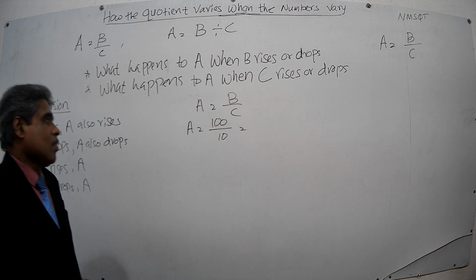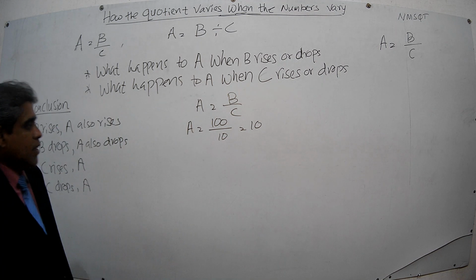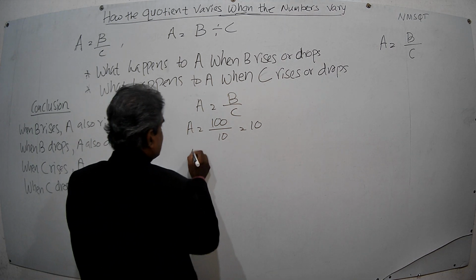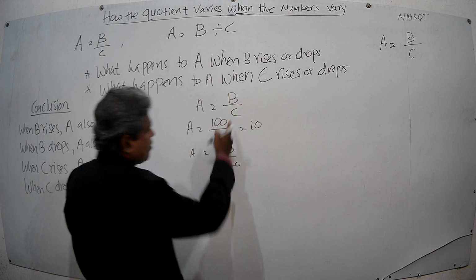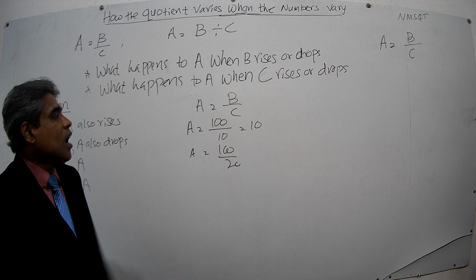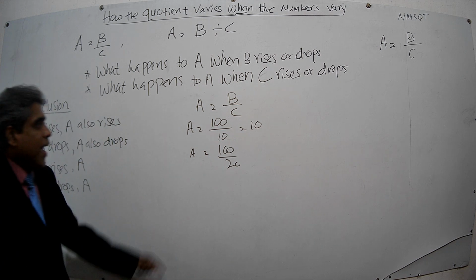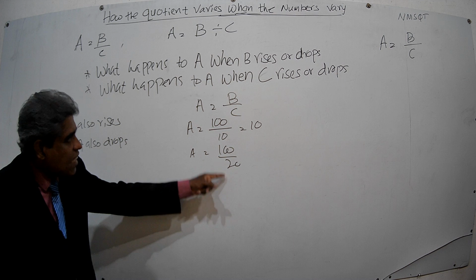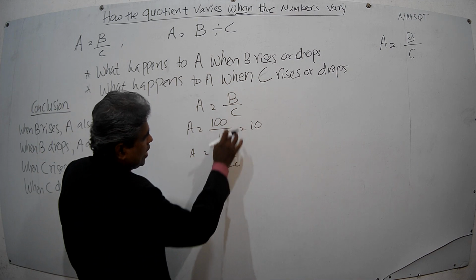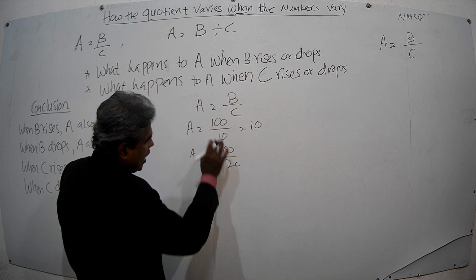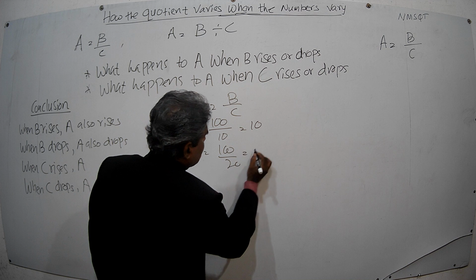100 divided by 10 is 10. Then I take the value of C as 20. I'm going to study the effects of changes in C upon A, that is the quotient, and therefore I change the value of C, keeping B constant, right? B has been constant in both cases, 100 and 100. Now C has increased to 20, then it will be 5.